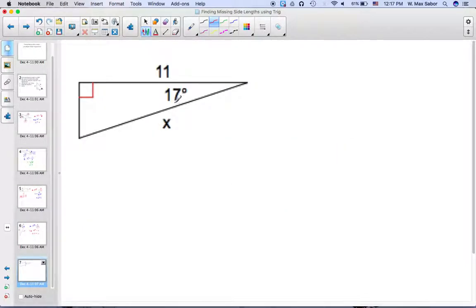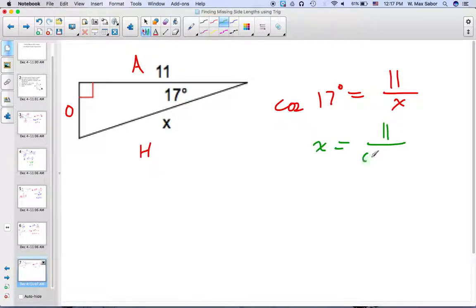One more. This is opposite, this is adjacent, and this is hypotenuse. Cosine of 17 degrees equals 11 over x. Solving this gives us x equals 11 over cosine of 17 degrees. So typing that in, 11 divided by cosine of 17 degrees is approximately 11.5. That's how we find missing side lengths using trig.